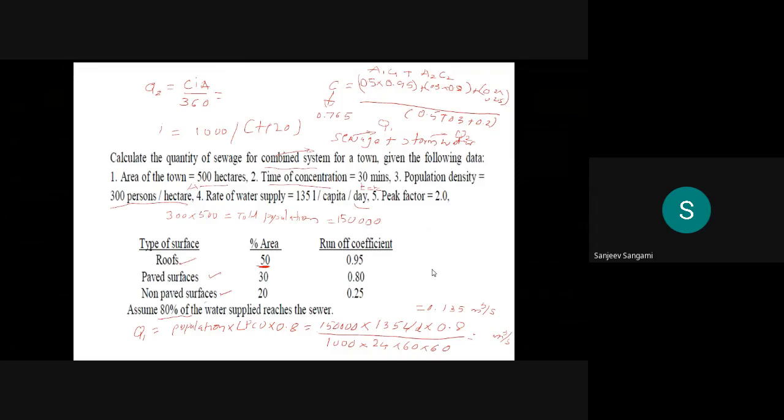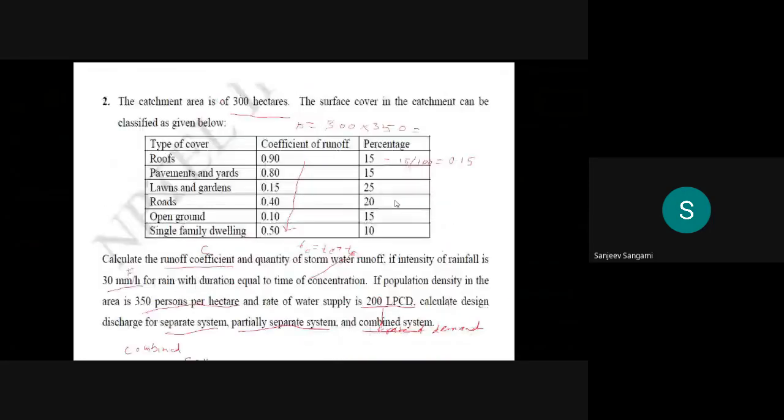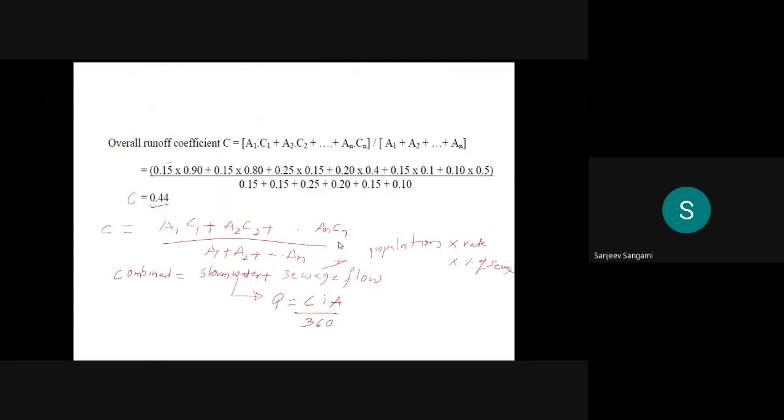In the previous class, we were discussing some of the problems related to the quantity of sewage calculation in combined systems as well as separate systems, how we have to calculate it. That also we have discussed. And we have discussed how exactly we have to calculate the stormwater if different types of cover area are given.